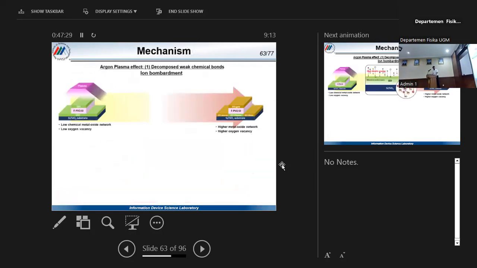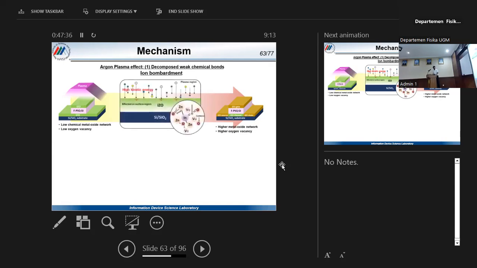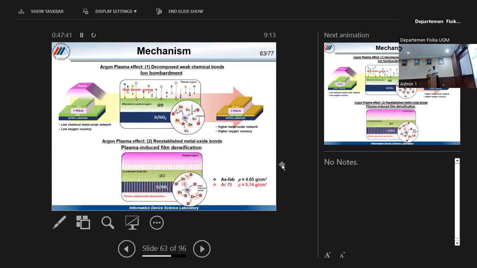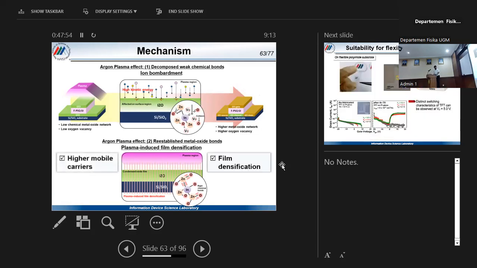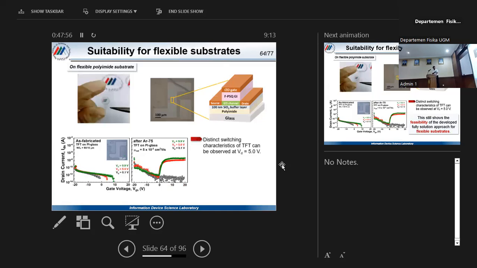And this is the mechanism. So we think that the ion bombardment during the plasma decomposes the weak chemical bonds, forming the oxygen vacancy. So this is the schematic. And also, plasma-induced film densification occurred after the plasma treatment. So there's a noticeable increase in the density of the film after the plasma treatment. So we also show that it's possible to do for flexible substrates. So this is fully solution processed transistors on flexible substrates after argon plasma.